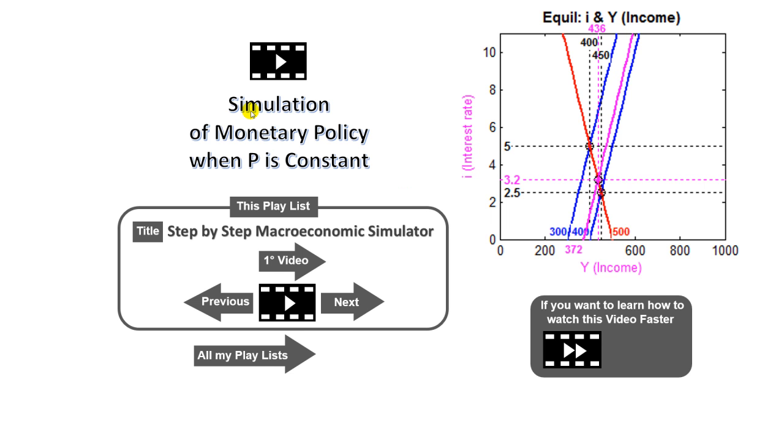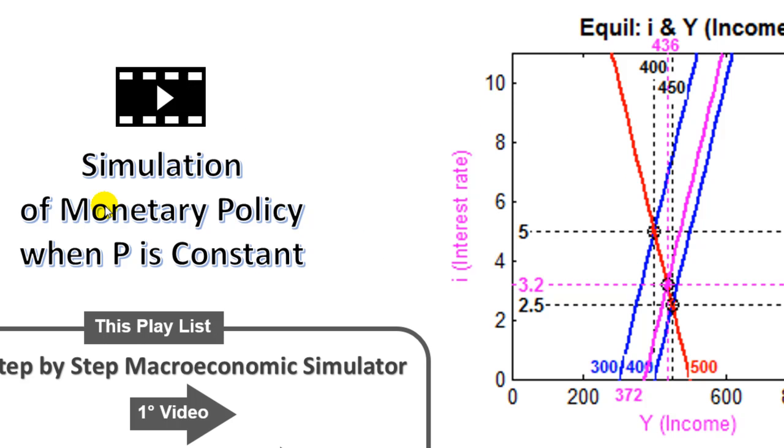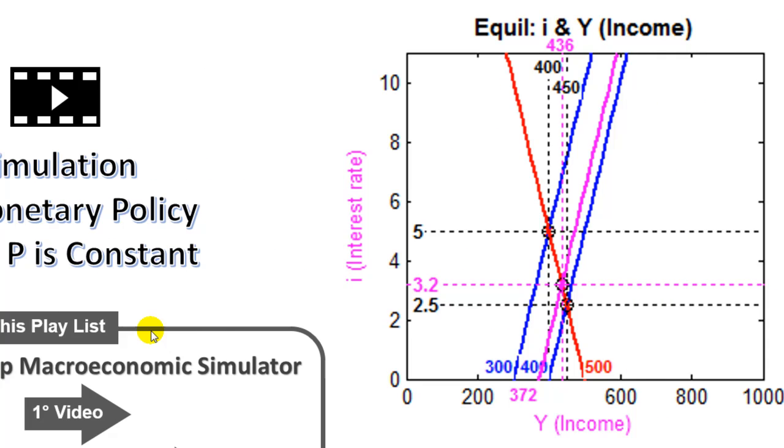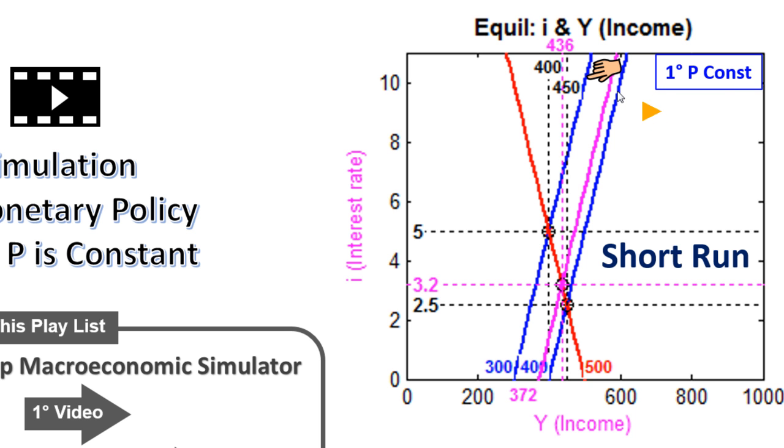Hello, in this video we are going to see simulation of monetary policy when price level is constant. In the short run we have the first effect that happens when price level is constant, and this first effect is that the LM curve shifts from here to here. And as a consequence of this parallel shift, the equilibrium passes from here to here.